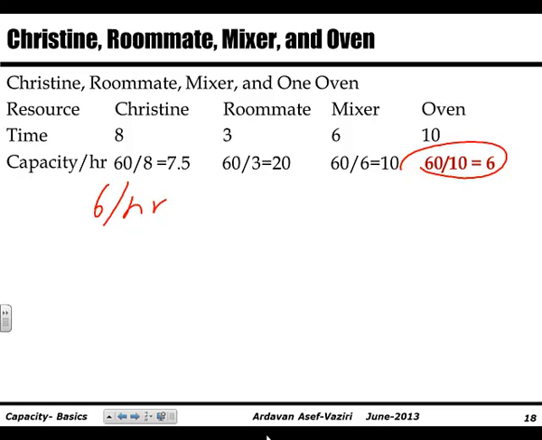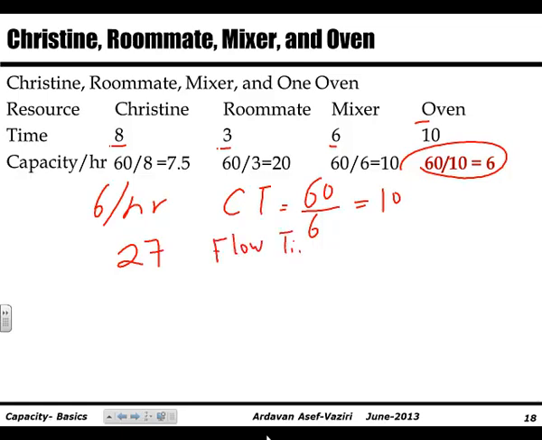It means cycle time is equal to 60 divided by 6, which is 10 minutes. What is flow time? Flow time is 8 plus 3 plus 6 plus 10, which is 27 minutes. So each flow unit needs 27 minutes of work, but every 10 minutes we can send out one flow unit.